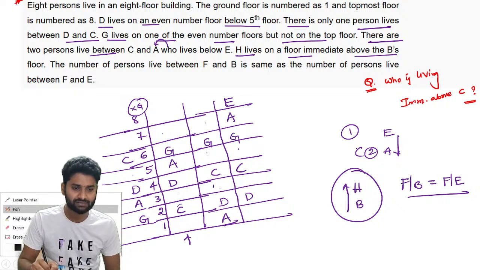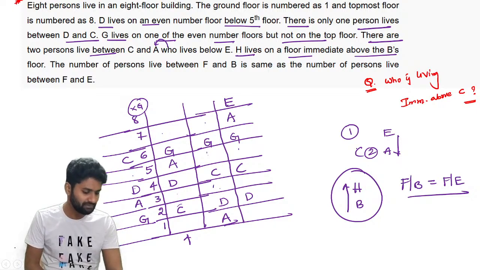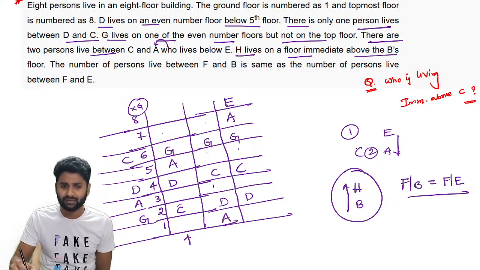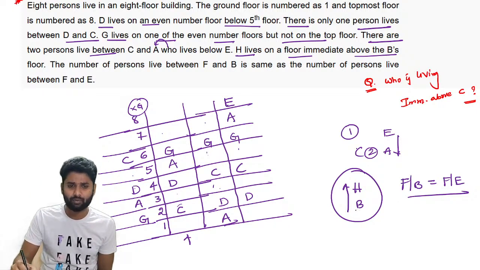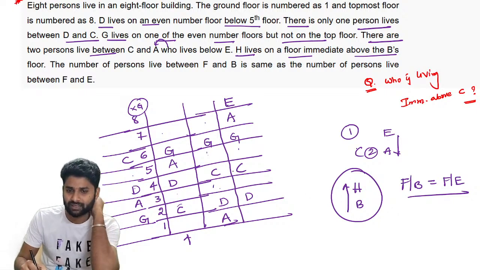Okay, let's focus on the remaining data. So we have to eliminate three, and one should be the final one. Now they clearly mention that H lives above B. H lives above B. So here, what about the possibilities? We are done with E, and we are done with A, H, and B.